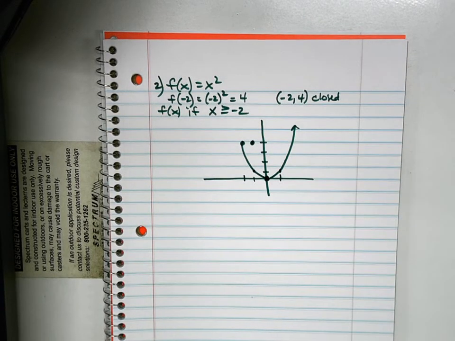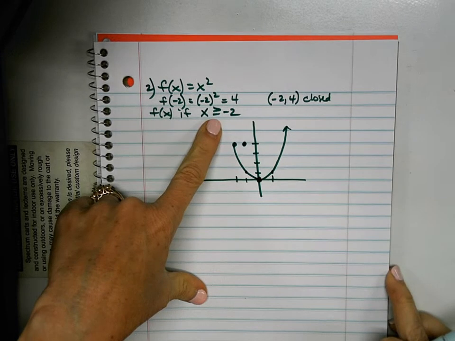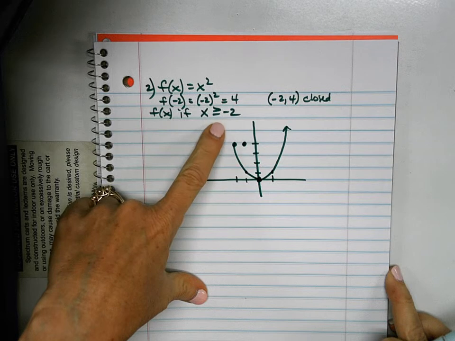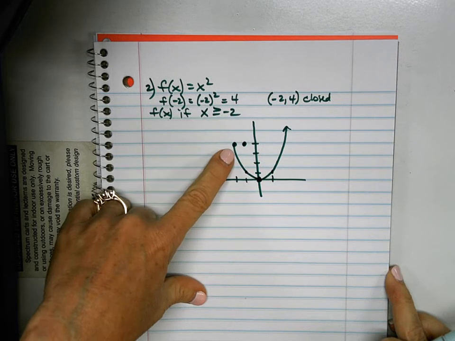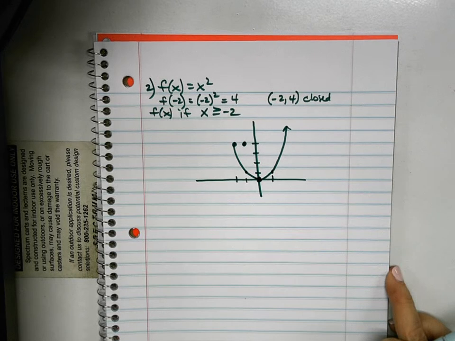Yes? Why was it closed again? Why is it what? Closed. Okay, because it's greater than or equal to -2. So if it has that equal sign, you're going to make it a closed dot. And if it doesn't, it's open. Then it would be open. If it just said greater than -2, it would be open.